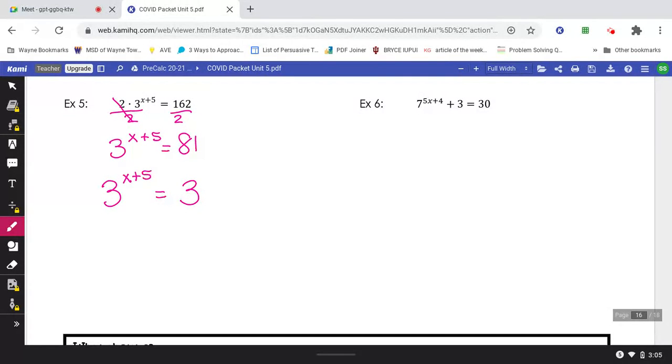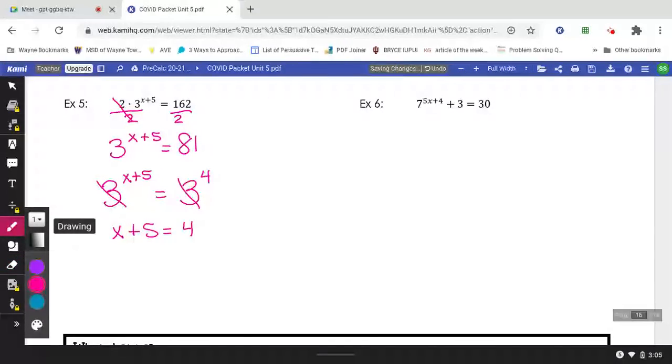Your exponent to get 81 would be 3 to the 4th power. So again, it's a guessing and checking game in your calculator. Just type in 3 squared, 3 to the third, 3 to the fourth until you get 81. Bring down your exponents. And just subtract your 5.